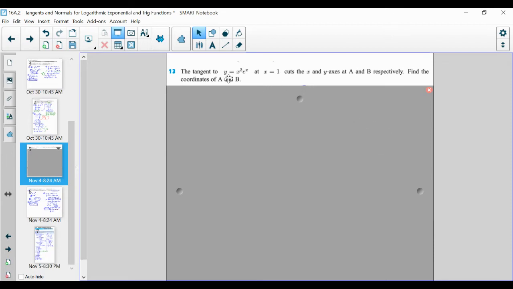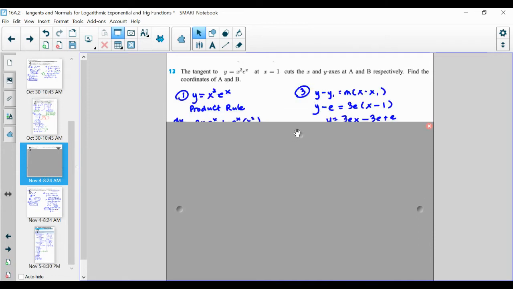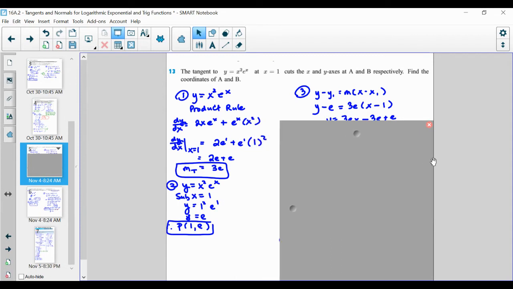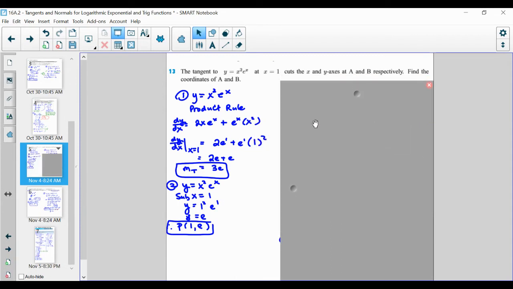So here we have a function y equals x squared times e to the x at x equals 1. The tangent cuts the x and y axes at a and b respectively. Find the coordinates of a and b. So I'm going to just do this. Okay, so our first step is that we need to find the equation of the tangent.